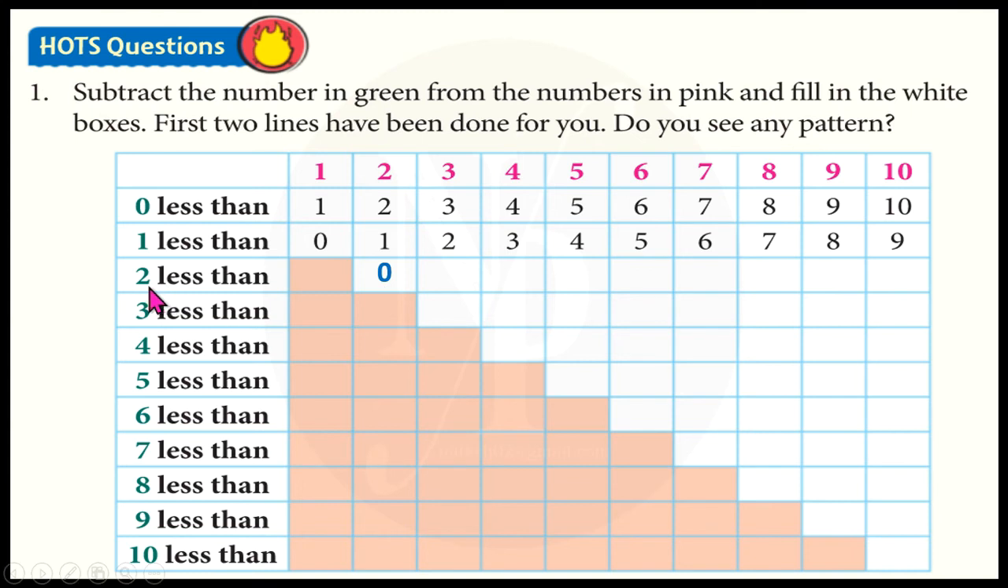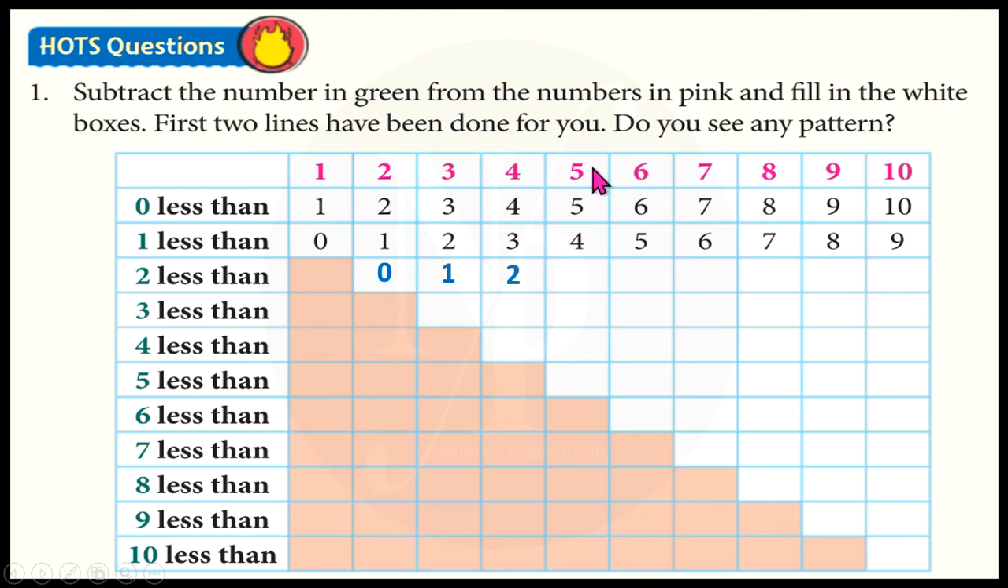Next, 2 less than 3. We should look at this column now. 2 less than 3 means we have to subtract 2 from 3. On doing so, we get 1 as difference. So we have to write 1 in this box. And then 2 less than 4 is 2. We write 2 in this box.